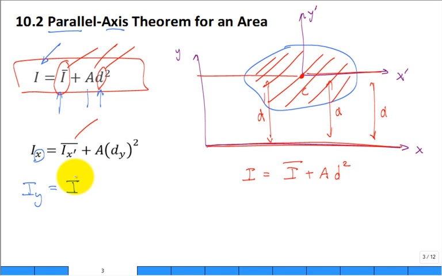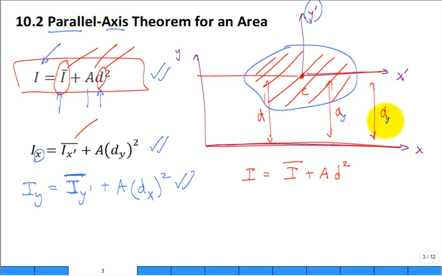It would be I bar y prime. That's a little redundant, but they're saying it's a centroidal y-axis. This y prime indicates that the origin of x prime, y prime is at the centroid of my area. Plus the magnitude of the area, and then that distance in the y direction squared. Kind of very, very general. Here it's for the x, and here it's for the y. Whoops, I needed the right x there. The distance between the two x-axes is distance y.